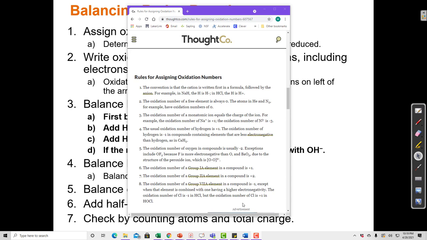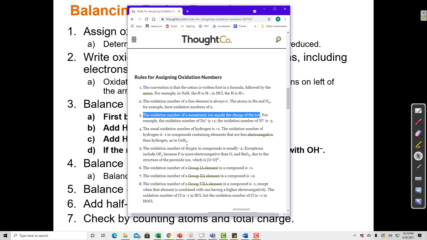So the way that we figure out the oxidation number in almost any compound is this. The usual oxidation number of hydrogen is plus 1. That's a very important rule. The oxidation number of oxygen is almost always minus 2. That's a very important rule. The oxidation number of a free element is always 0. And the oxidation number of an ion equals the charge of the ion. These four rules are pretty much the four that you need to determine the oxidation number of any atom, even those that don't appear on this chart.